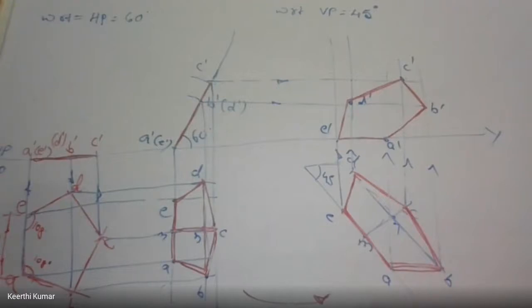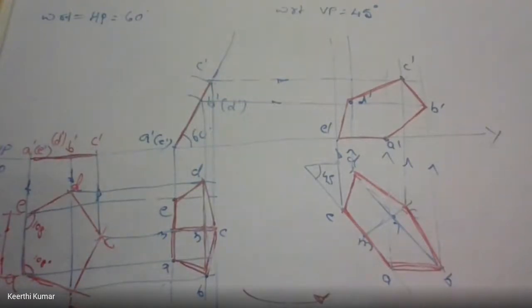Draw the top and front views of the lamina. The other name for this is just to draw the projections. Both have the same meaning: draw the front and top views of the lamina, or draw the projections of the lamina. So we'll go for the pentagon.